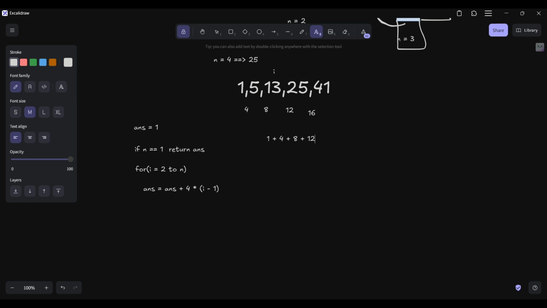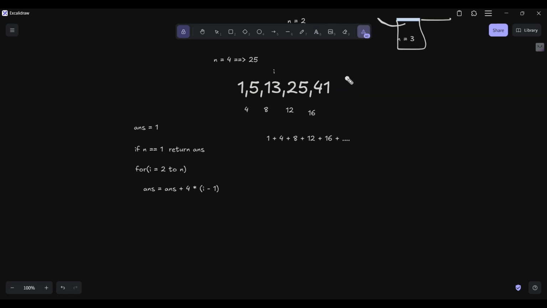Sorry, not 13, 12 plus 16, simply plus dot dot dot. Okay, if n equals 1, then it will simply return just the first term. If n equals 2, it will simply return the sum of these two. If n equals 3, it will return the sum of these three, and if n equals 4, it will return the sum of these four.